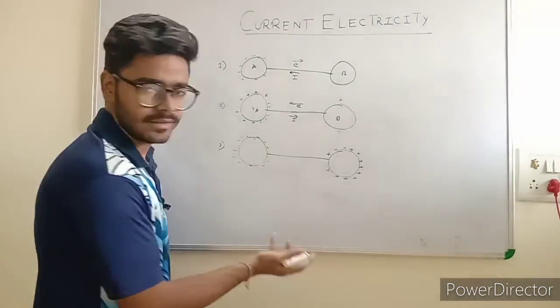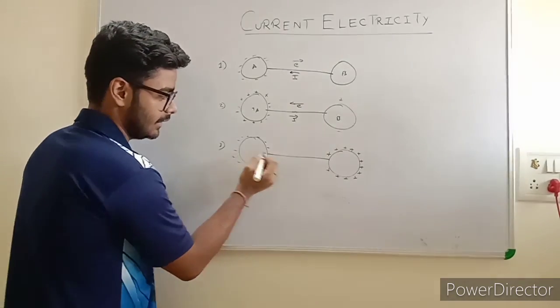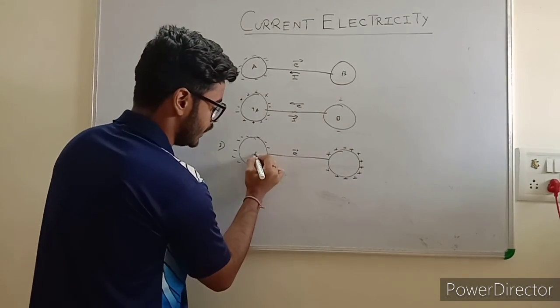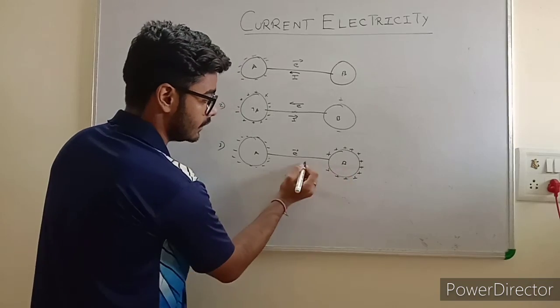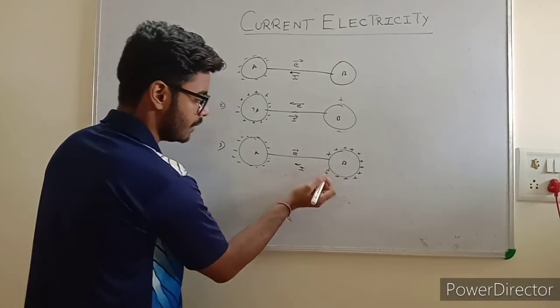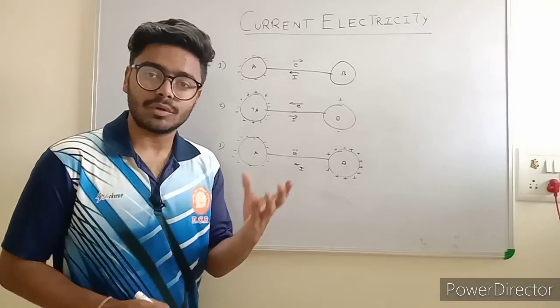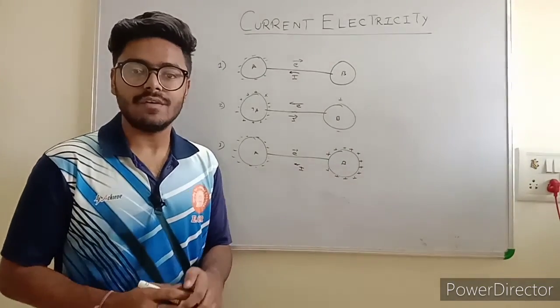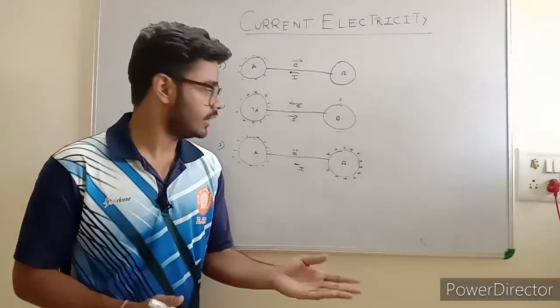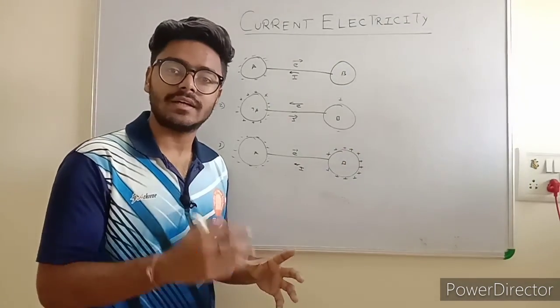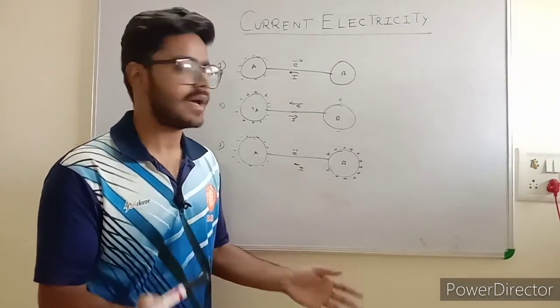And here, as I already told you, the electrons will move from A to B, and the current will be from B to A. Which one has the highest potential difference? The potential difference defines the current. If you want to increase the current, you need to increase the potential difference. The higher the potential difference, the higher the current.